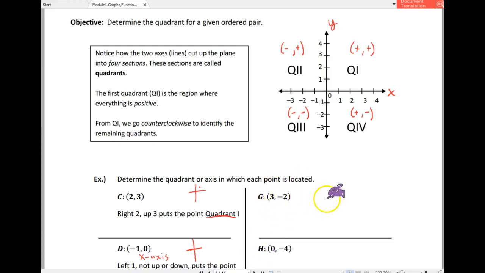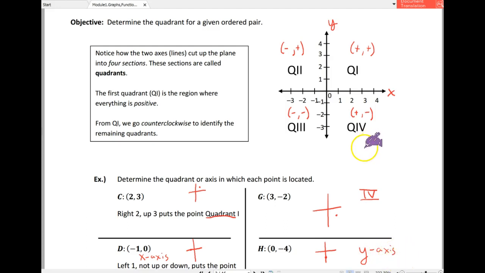For point G, same thing. I'd be moving positive on the x-axis and negative on the y-axis. So somewhere down here, which is quadrant 1, 2, 3, 4. So this is quadrant 4. For H, from the origin, I'm not moving left or right, but I am going down 4. So again, I'm not going to end up in a quadrant, I'm going to end up on the y-axis now.